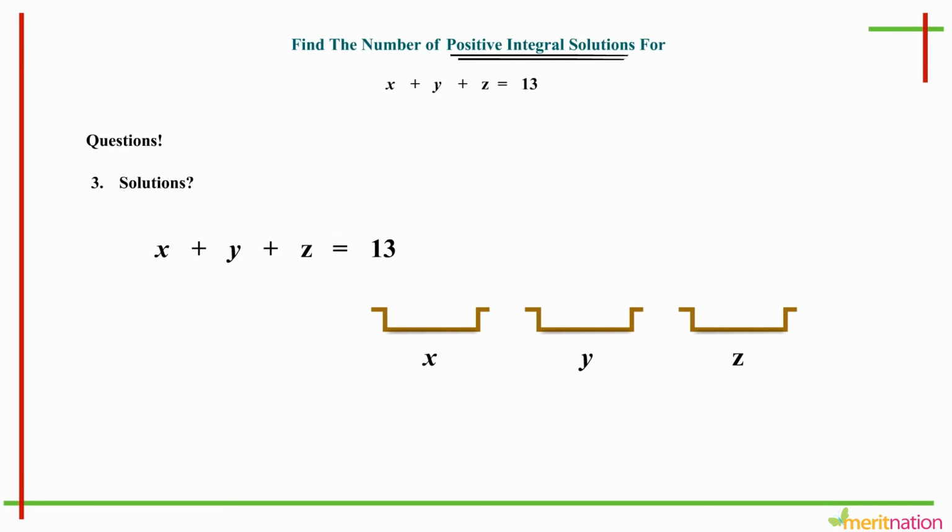The formula for when empty boxes are not allowed is given as n minus 1 C r minus 1, where n is the number of indistinguishable objects to be distributed and r is the number of distinct boxes among which the distribution is to be made. n here is 13 and r is 3. This gives us 13 minus 1 C 3 minus 1, or 12 C 2, as the number of unique solutions for x plus y plus z is equal to 13, where all values are positive integers.